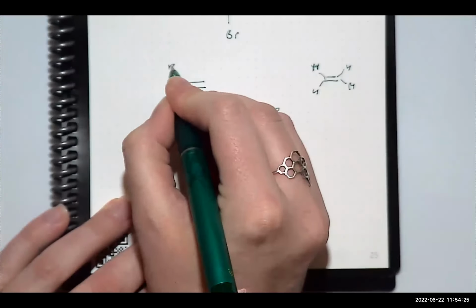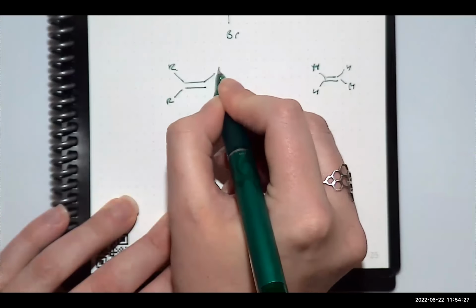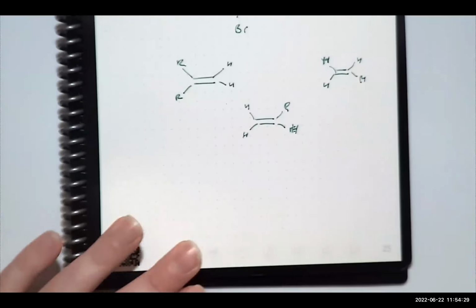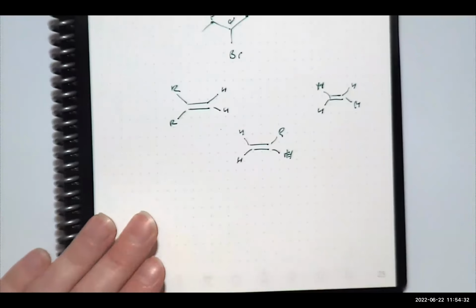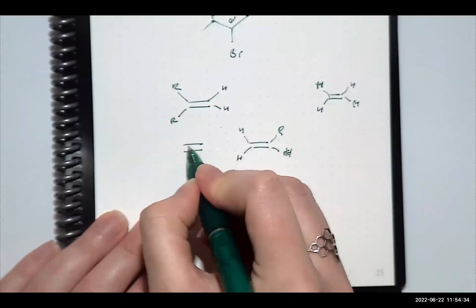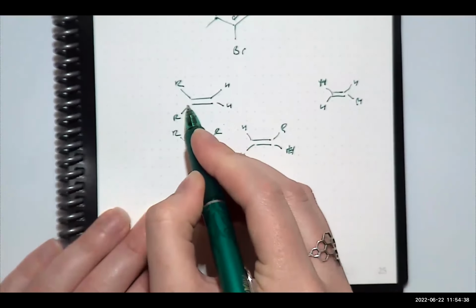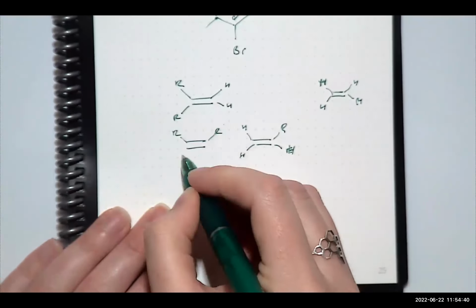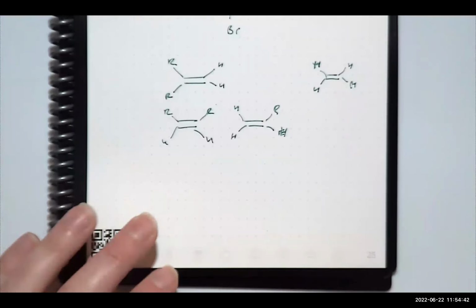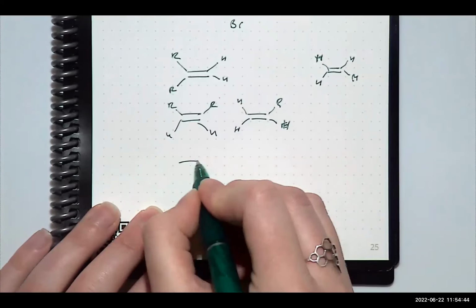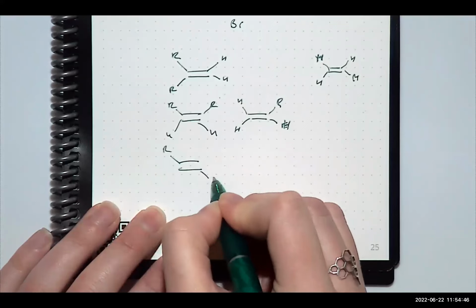If you trade two of them out for an R group, that's di-substituted. And you can have three different types of di-substituted bonds. You can have them where they're on the same carbon, and remember that's not capable of cis-trans isomerism. You can have it where the substitutions are cis, or you can have it where the substitutions are trans.